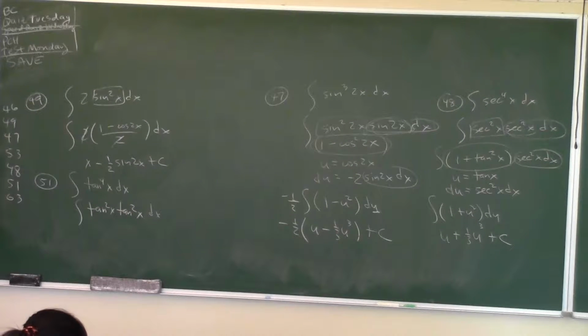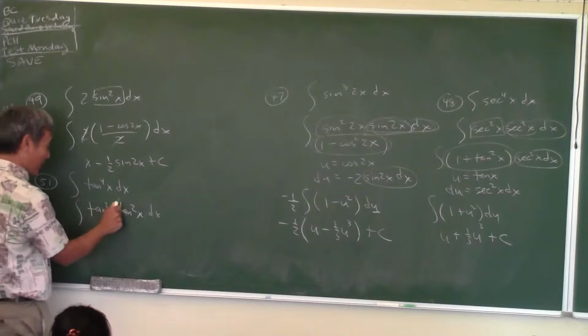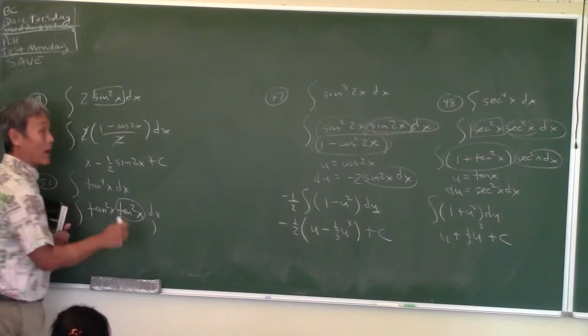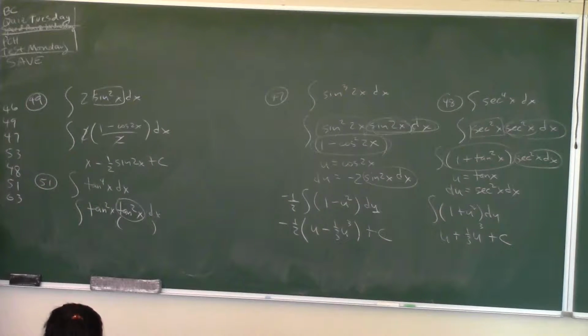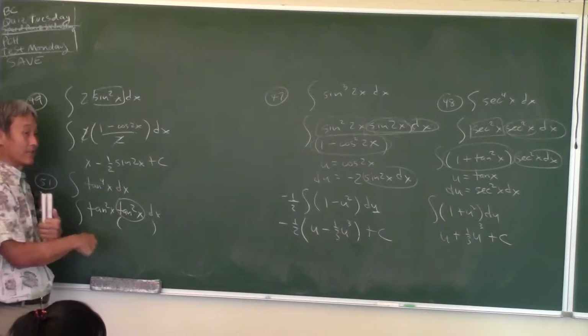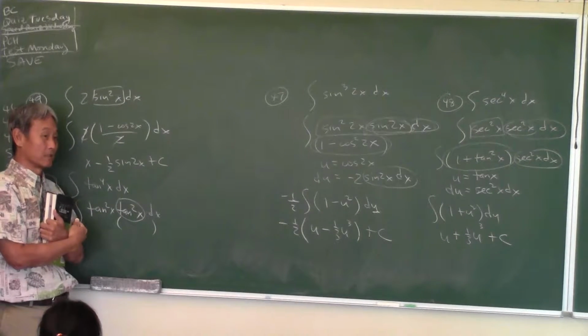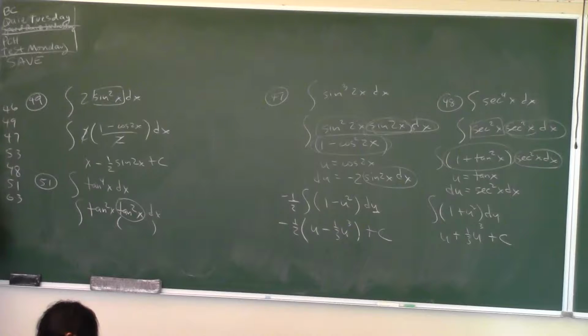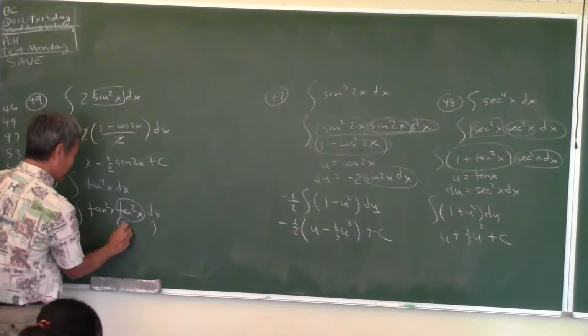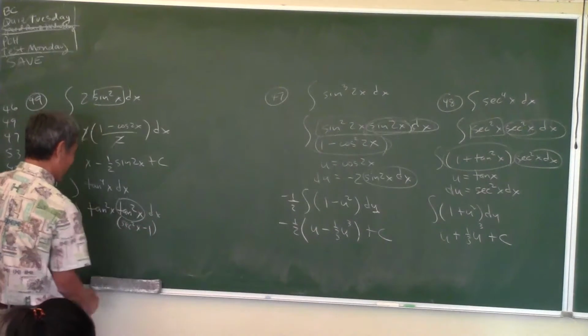Okay, but Mr. Park, tangent squared is not a derivative of something, but secant squared is. Oh! So, what do you think I'm gonna do? I'm gonna change one of these to, wait, let me call on somebody. Moriguchi, what's the identity for tangent squared x? That's what I'm talking about! Thank you. Secant squared x minus 1.